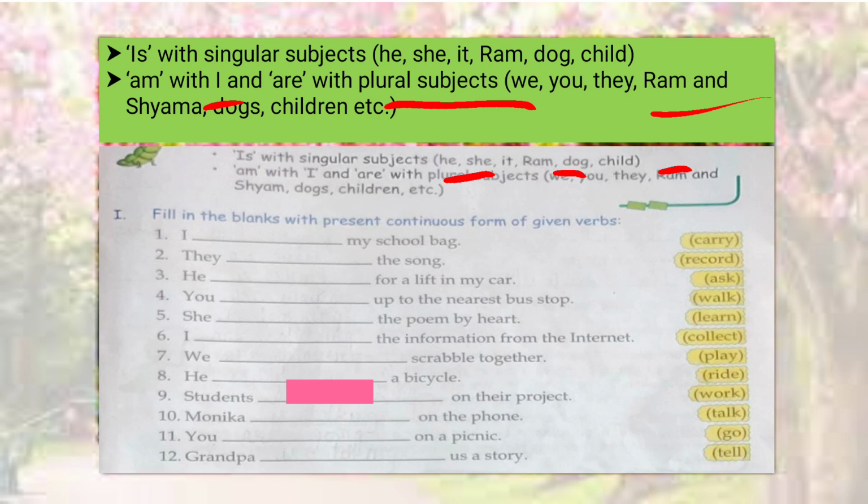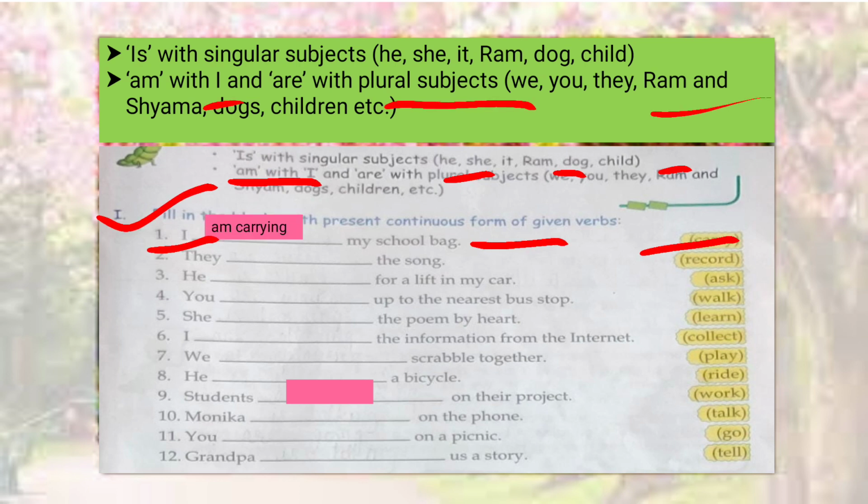So let's move here. In exercise number 1, you have to fill in the blanks with the present continuous form. For example, "I carry." So what do you have to do here? With I we use am, as it is written there. So what will we write here? Am. I am. And for carry, we will add the ing form: carrying. I am carrying my school bag.